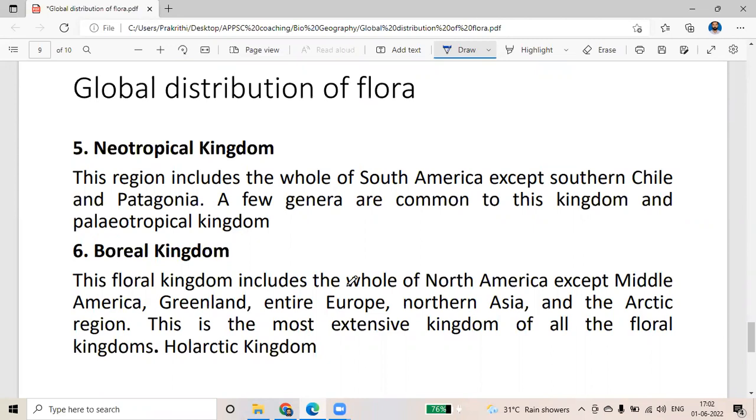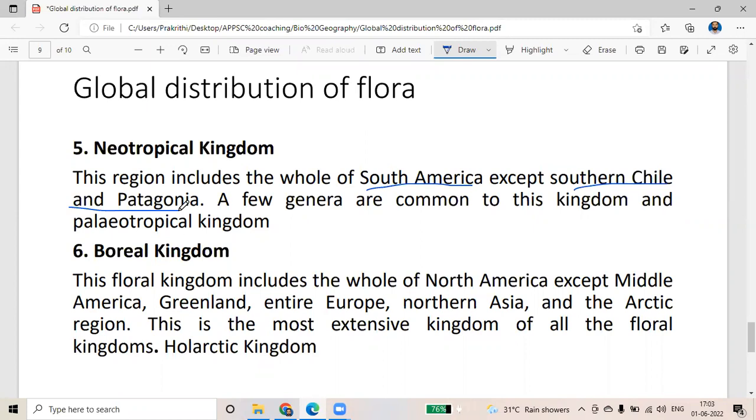The region includes the whole area of South America except southern Chile and Patagonia, the Patagonia desert, which is in the South American region. So it is distributed in all of South America except this area; the whole of South America is neotropical. Some common plants are seen in the paleotropical as well as in the neotropical.